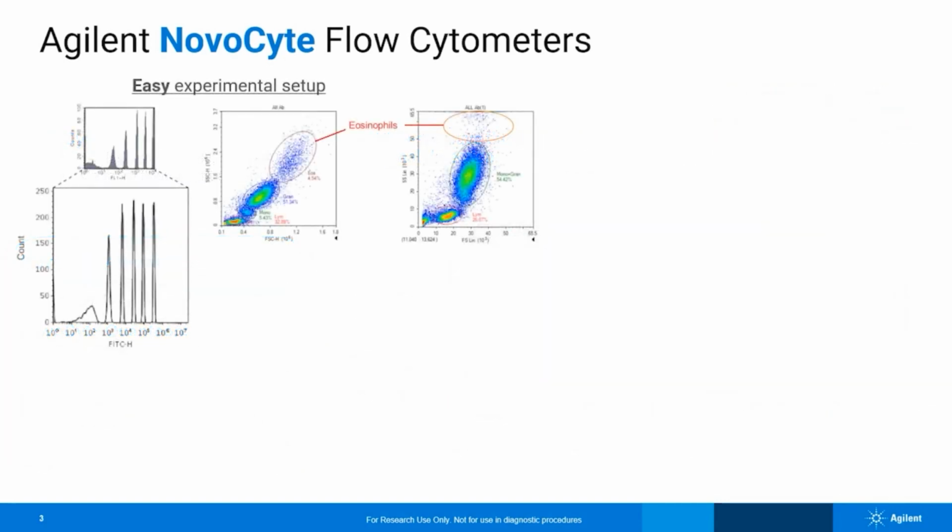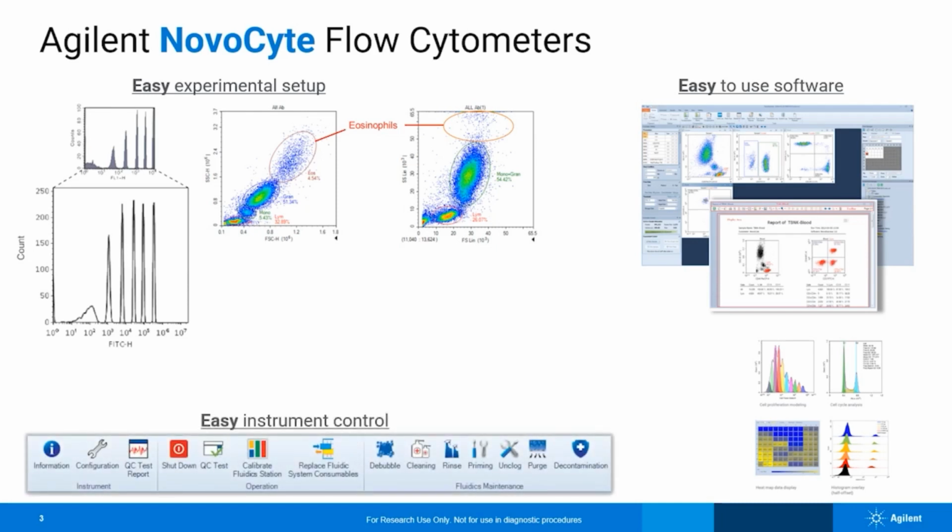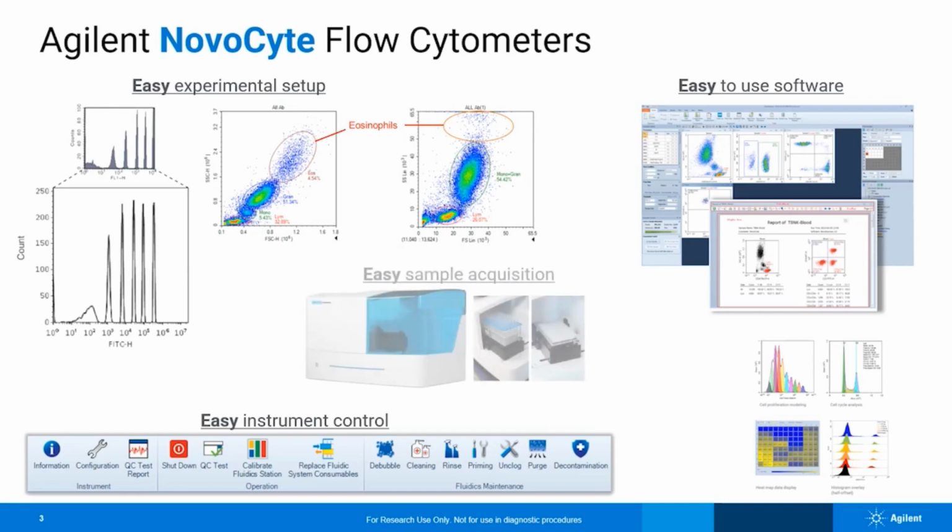NovoCyte systems are also known for being easy to use. Experimental setup is easy by not having to adjust detector settings so samples are on scale. The software is easy to use to navigate both sample acquisition and data analysis. Routine maintenance is easy with the push of a button, and sample acquisition is easy with the help of a versatile autosampler, allowing for true walk-away capabilities while the NovoCyte does the work for you.